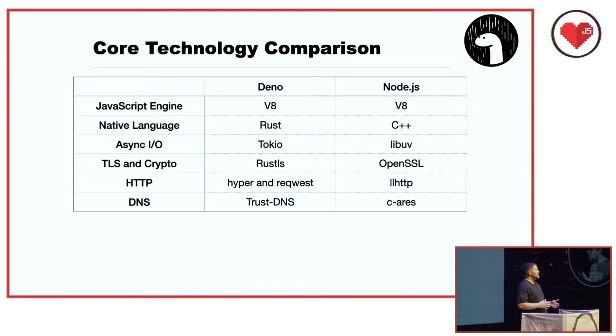Since Deno is using Rust, it makes more sense to use a lot of Rust dependencies. So Tokyo was chosen as the layer there. For TLS and crypto, Node uses OpenSSL, Deno uses Rust TLS. HTTP layer, Node uses LLHTTP, Deno uses Hyper and Request, depending on whether you're the server or the client. The DNS layer, Deno uses Trust DNS, while Node uses C-Ares. And then there's going to be other dependencies throughout there as well, but those are kind of the major players.